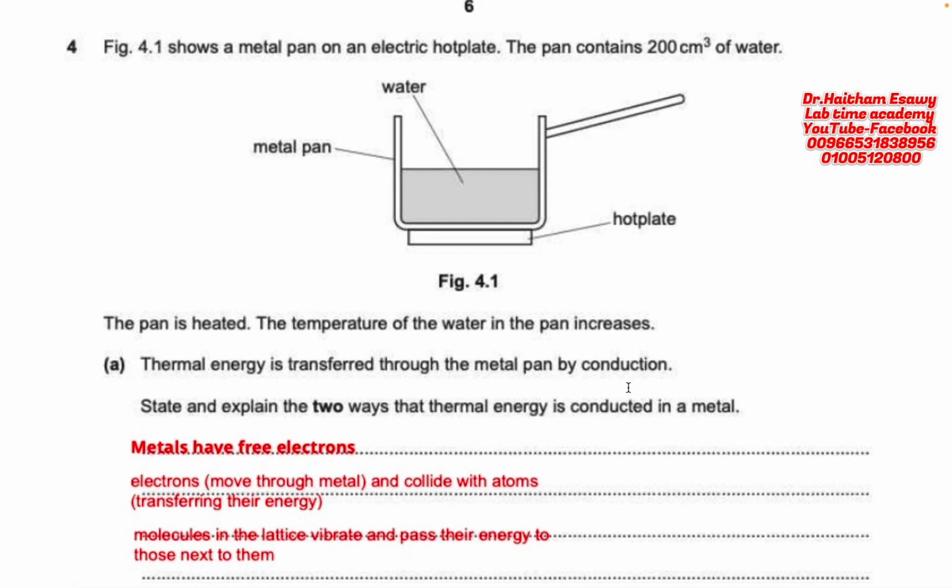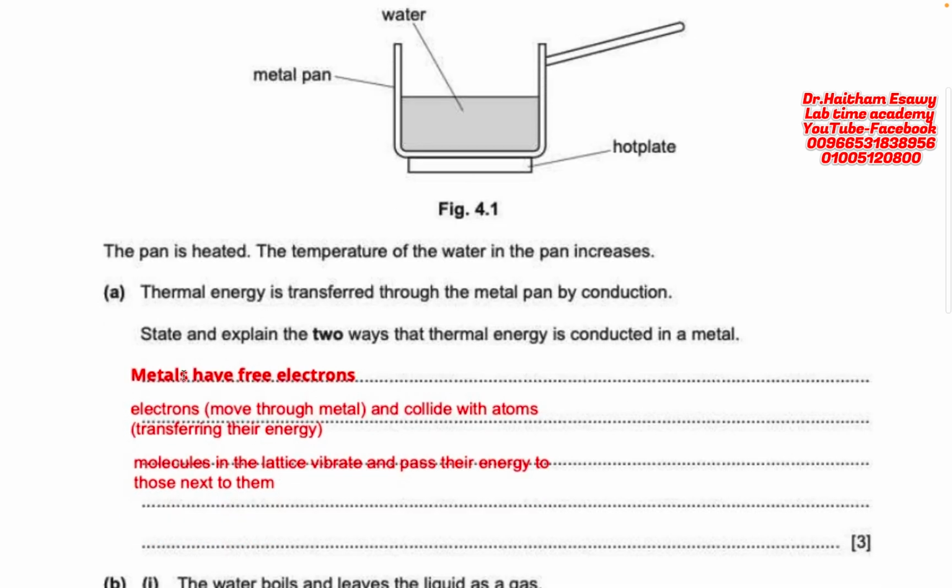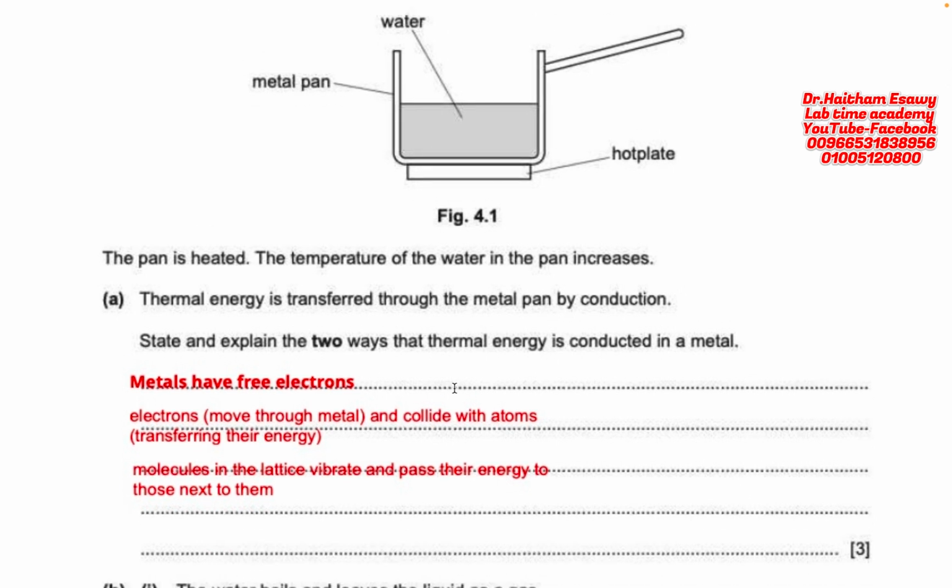Actually, we have three methods for transferring heat: conduction, convection, and radiation. Here he asked me to explain the two ways that thermal energy is conducted in the metal. Here we have 3 marks. Metal is a good conductor of electricity. Why? Because it has free electrons. The electrons move through the metal, collide with atoms, and transfer their energy. The molecules in the lattice vibrate and pass their energy to the next molecules. So we have 1 mark for each sentence.